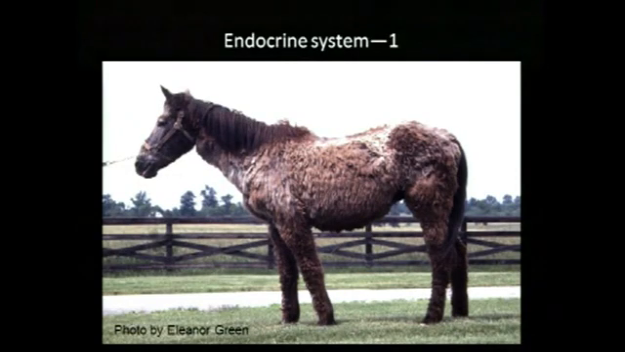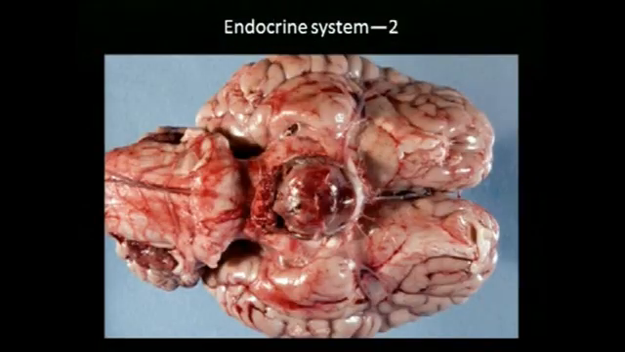Okay, switching systems again to the endocrine system. This is a photo from Eleanor Green when she was at the University of Missouri. The best picture I've ever seen of a horse with hirsutism. That would be the condition. Probably a better morphologic diagnosis would be hypertrichosis. And hypertrichosis in the horse is almost pathognomonic for the presence of a pituitary adenoma. So if you were asked to name an associated lesion, pituitary adenoma, and more specifically pituitary adenoma of the pars intermedia would be your best answer.